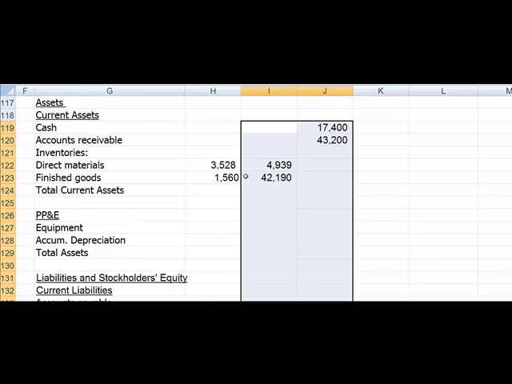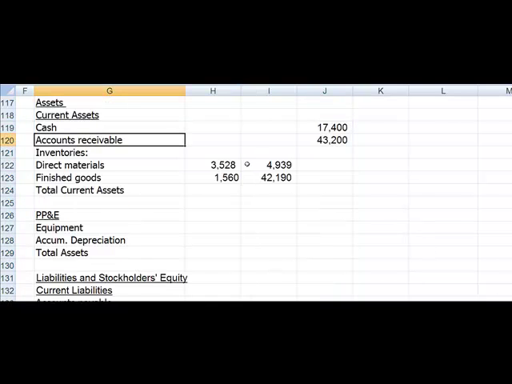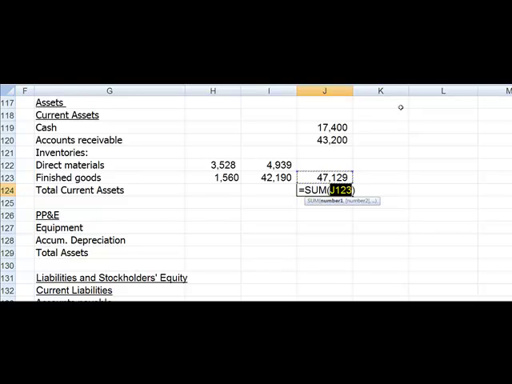So we've got our cash, accounts receivable, our inventories. I'm going to add my two inventories together. So we've got one inventory number. And then using auto sum, I'm going to total our three current assets. And we have current assets of $107,729.